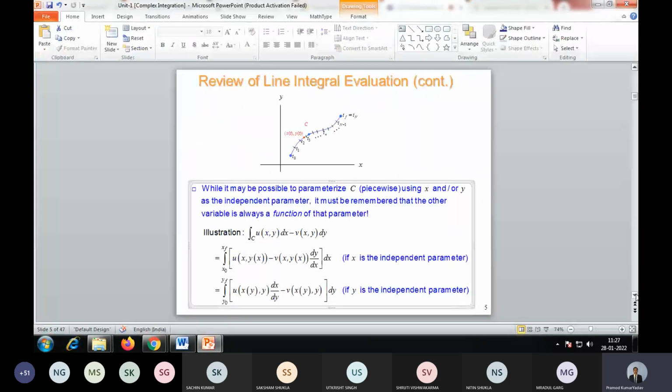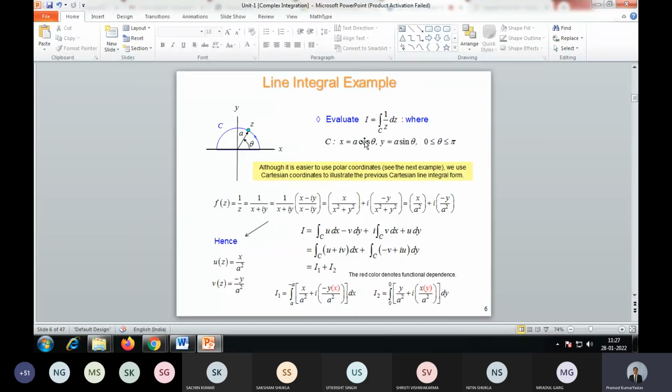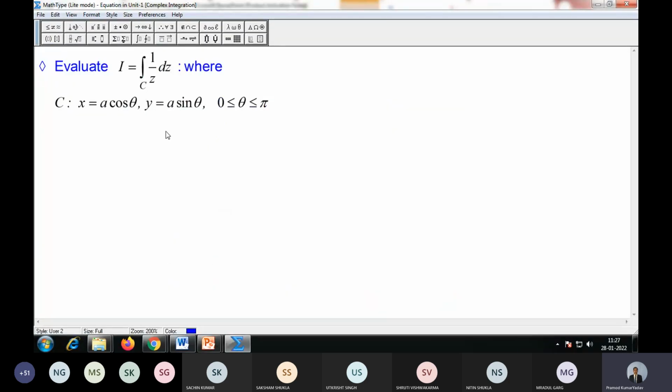Okay. Now it is better for us to see some problems. Evaluate the integration of 1 upon z dz over c, where c is x equal to a cos theta and y equal to a sin theta, theta varies from 0 to pi. So I hope you may reduce this 1 by z in terms of theta.